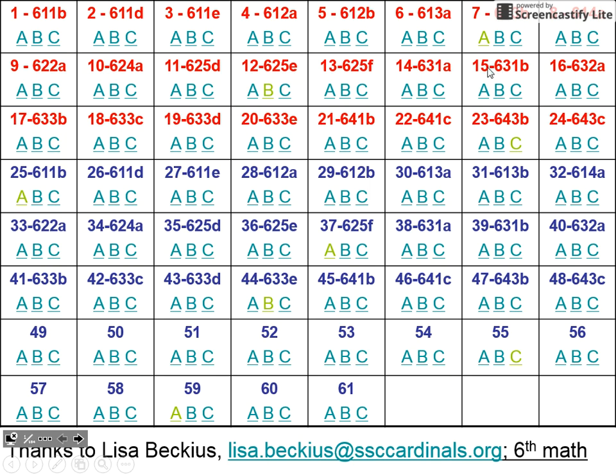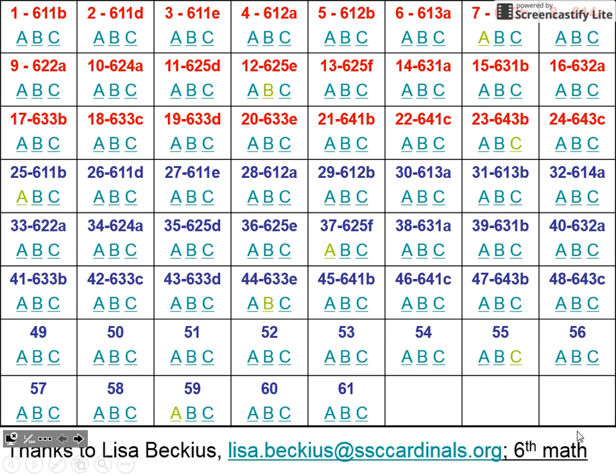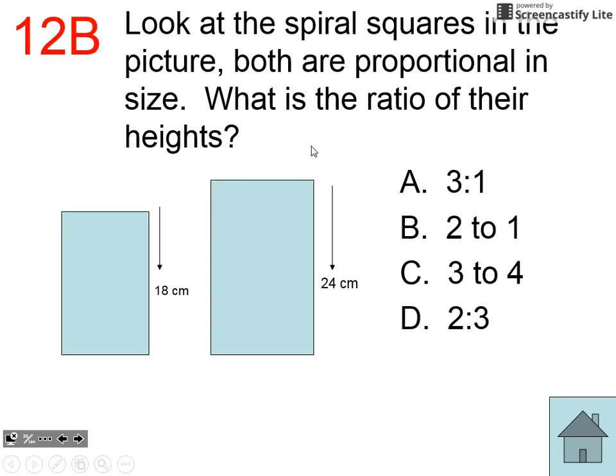Okay, let's go ahead and look at the answers. So 7A, the answer would be B. It is 6x plus 48. Again, the answer is B. Next is 12B. The answer is C, 3 to 4. Again, the answer is C.